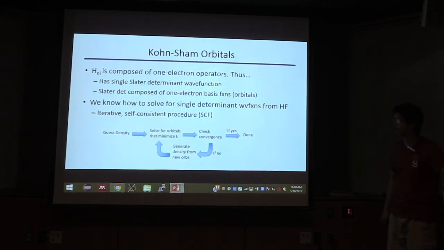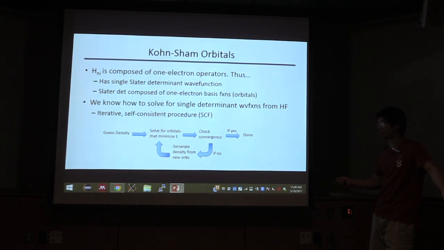And that's just a schematic of the SCF. You input a guess density, you minimize the energy with the orbitals, check for convergence. If not, you generate the new density from the new orbitals you just solved for, and you iterate.